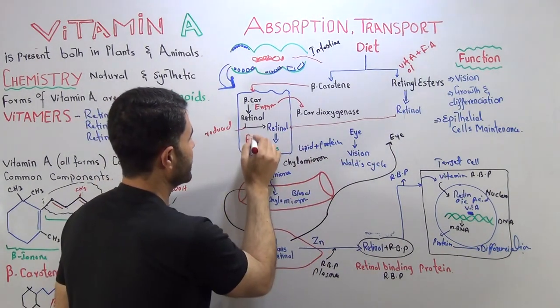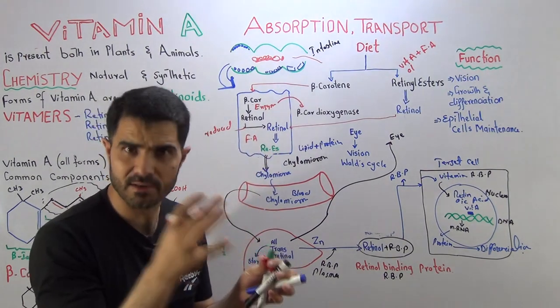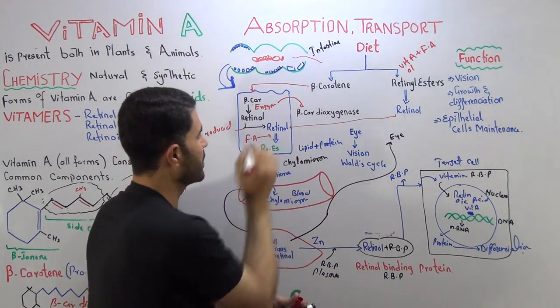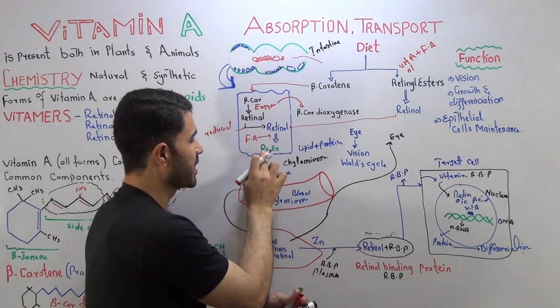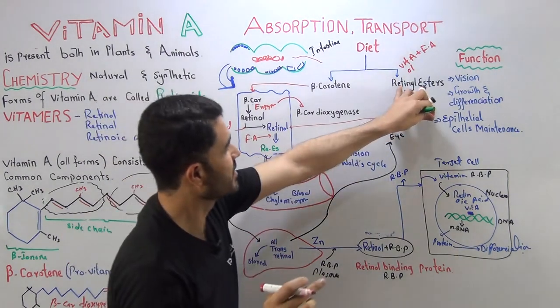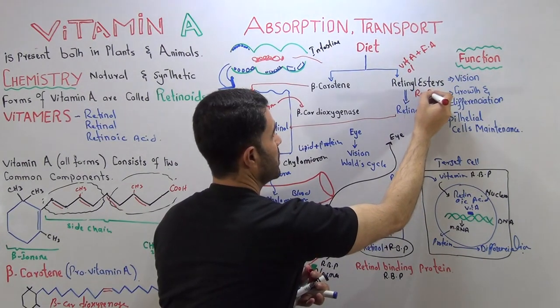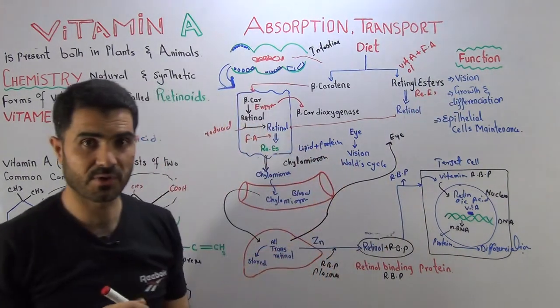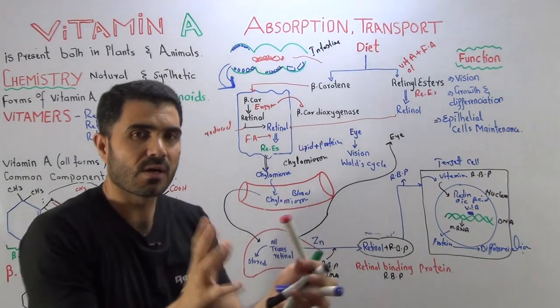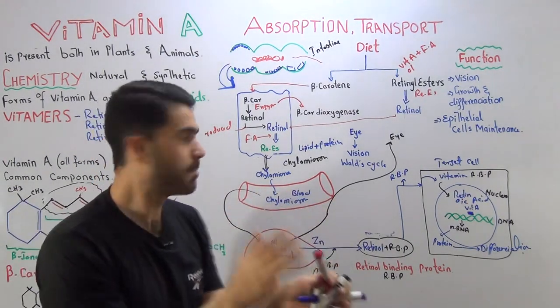So here is one fatty acid inside your intestinal cell. This fatty acid will combine with retinol and we will get retinyl esters. Just like retinyl esters, its shortcut form is REs, retinyl ester. So we got this retinyl ester. Finally, the drama is over now inside the cell.